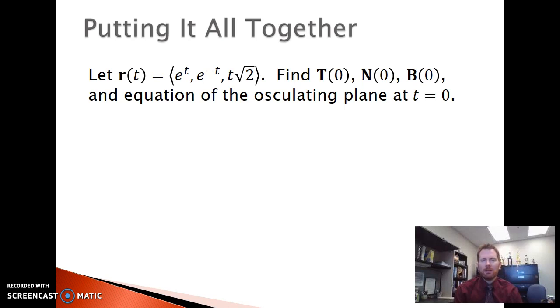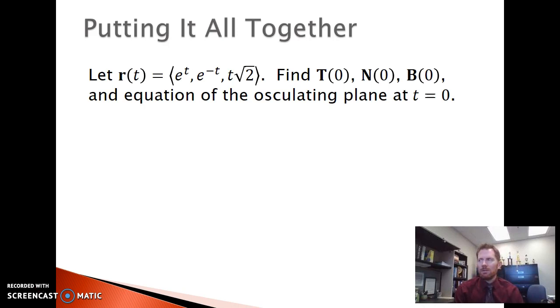r(t) equals e^t, e^(-t), t times the square root of 2. And proceed to find the unit tangent vector, the principal unit normal vector, the binormal vector, and the equation of the osculating plane, all at the t value of 0.